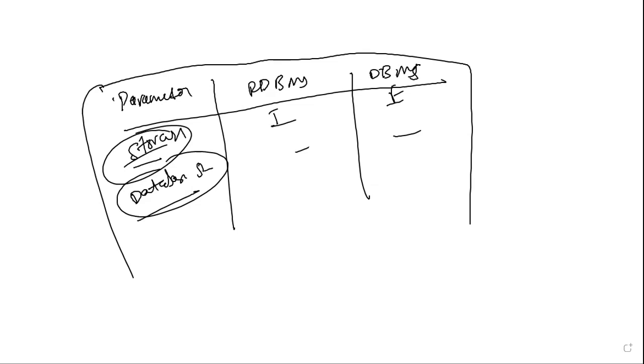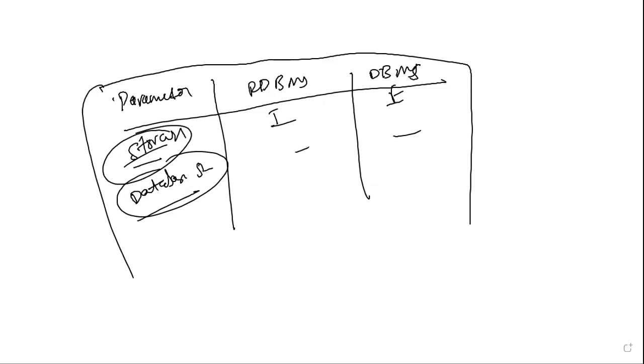RDBMS uses tabular structure, where it contains headers as the columns, and rows contain the corresponding values.